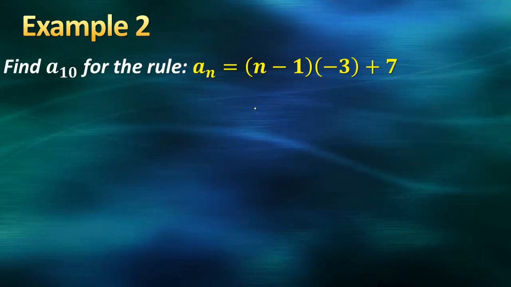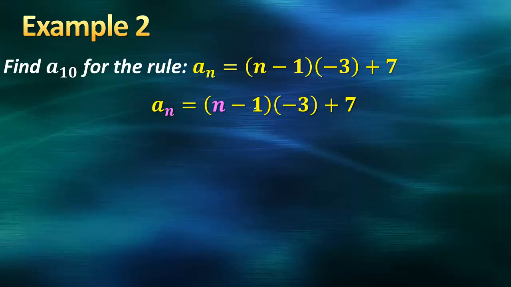All right, so another example. Find a sub 10. So find the 10th term is what that means for the rule. A sub n equals n minus 1 times negative 3 plus 7. So we're going to take that a sub n equals n minus 1 times negative 3 plus 7, and we're going to plug in 10. So anywhere we saw n, we now have 10 because of this.